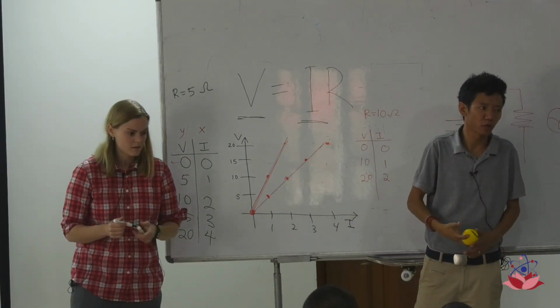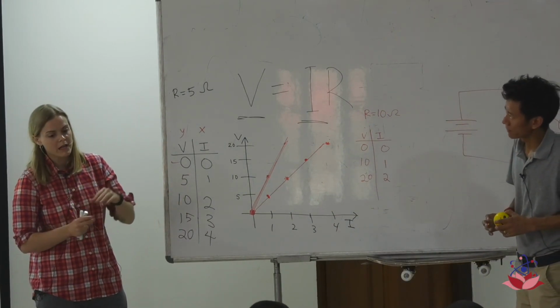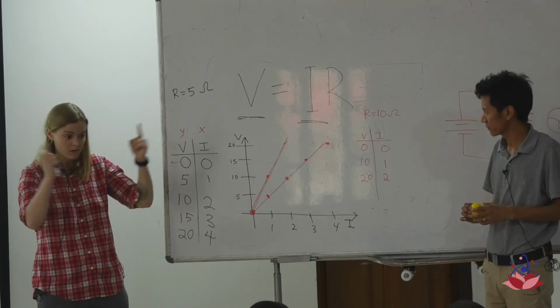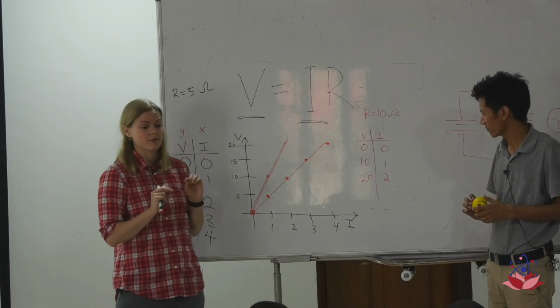So, and in fact, if you know how to calculate the slope of a line, which is a mathematical quantity, you would find that the actual slope is equal to the resistance.